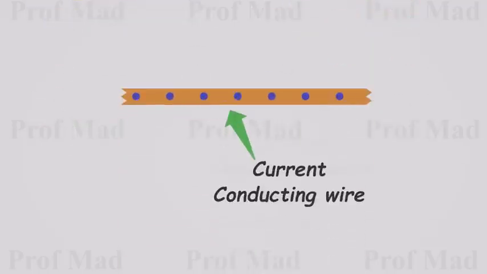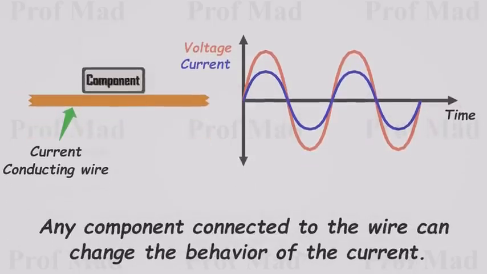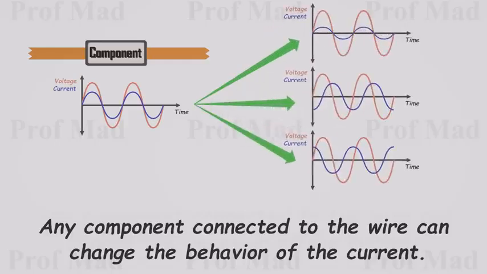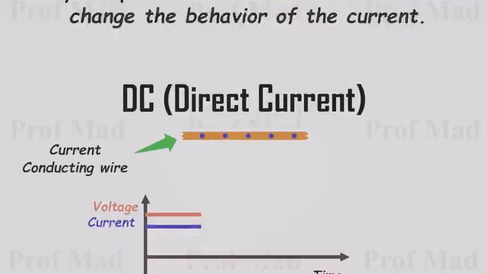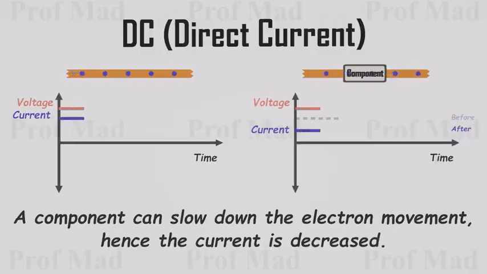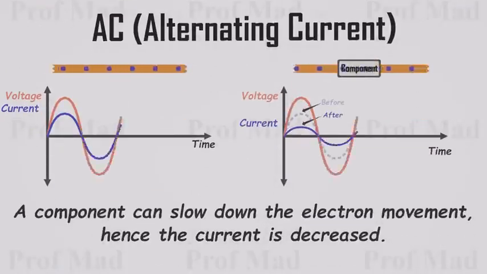This is a current conducting wire. For example, let's assume it conducts the alternating current. When we connect electronic components to this current-carrying wire, they have the power to influence and modify the behavior of the current. In a DC circuit, each component connected to the current path impedes the movement of electrons, resulting in a decrease in current flow. This phenomenon also occurs in AC circuits. A component can hinder electron flow, causing a reduction in current, much like in a DC circuit.